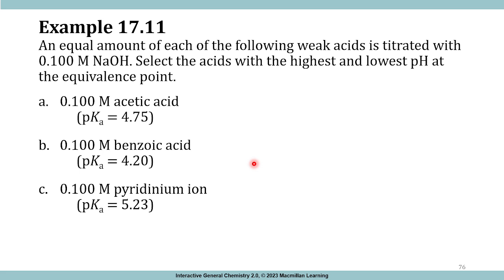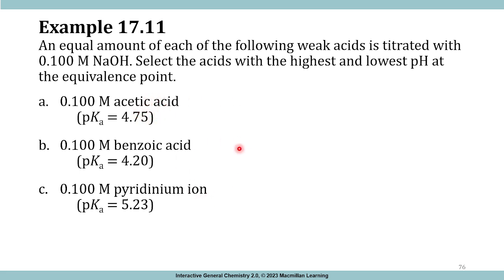So the highest pH is going to belong to the one that has the worst pKa, right? The weakest acid. Okay, so again, what direction does the weak versus strong acids go for pKa values? Is this a weaker acid or a stronger acid than this one? Yeah, this is the weaker acid, right?